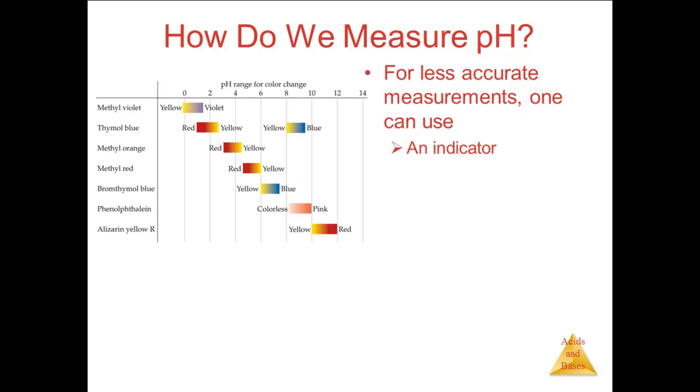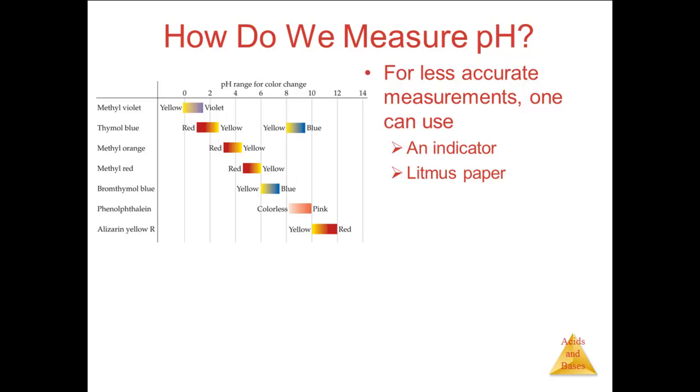First is by using an indicator. These are used when we do not need to be overly precise or very accurate about the pH. An indicator is a substance whose color changes with the pH. It is usually a weak acid whose acid form has one color, while the conjugate base has a different color. One example is litmus, where the acid form is red and the base form is blue.